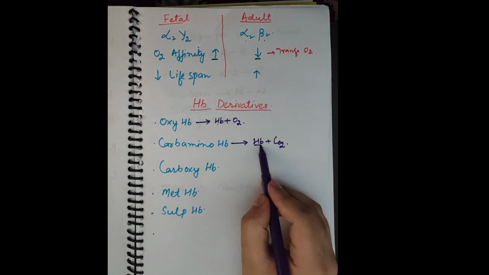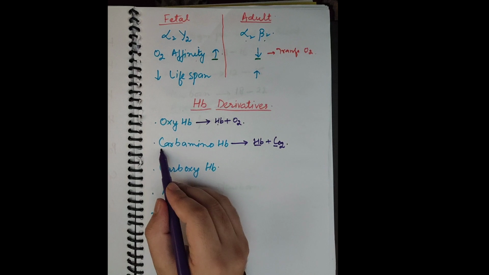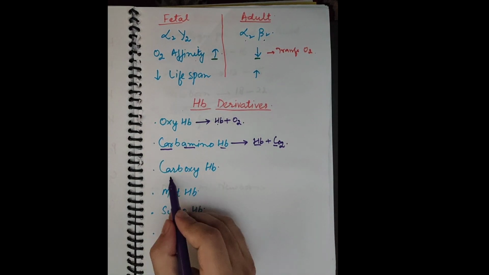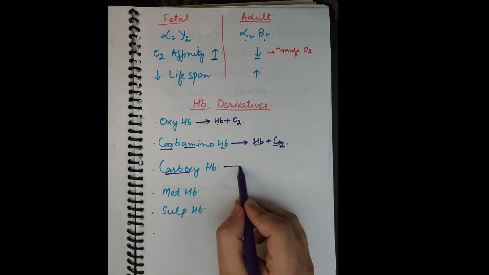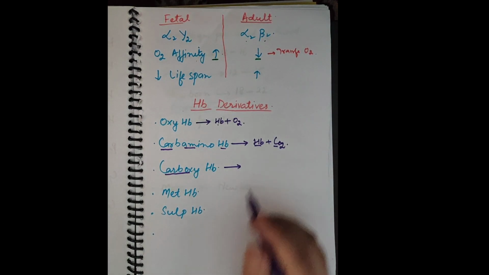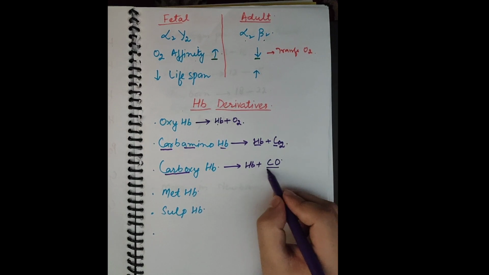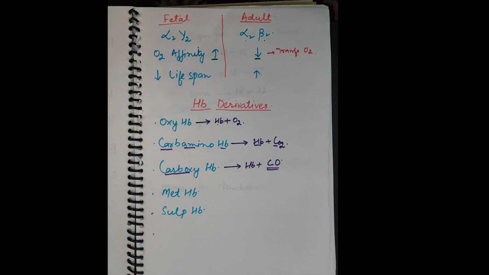So when hemoglobin joins with carbon dioxide, it forms carbaminohemoglobin. This is a very important term. And another is carboxyhemoglobin. Carboxyhemoglobin is formed when hemoglobin joins with carbon monoxide. So carbon monoxide poisoning के अंदर carboxyhemoglobin बनता है. And normally our blood has carbaminohemoglobin. This is a very important term you need to understand.